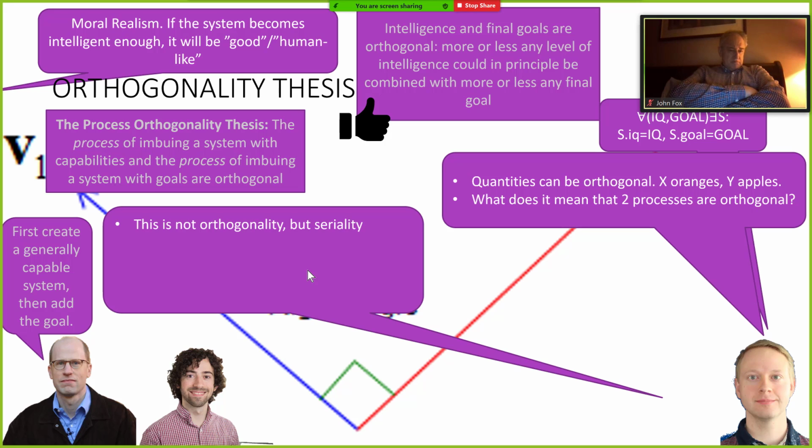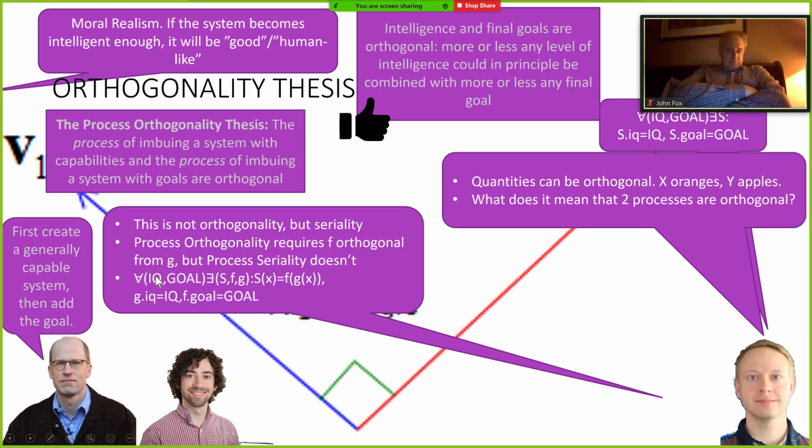So this doesn't really seem to be orthogonality, but more like seriality, in that first you do one thing and then you do another thing. It seems to be that there are two processes, and whether the processes need to be orthogonal or serial is a difference between the process orthogonality thesis and what Nick Bostrom is actually talking about.